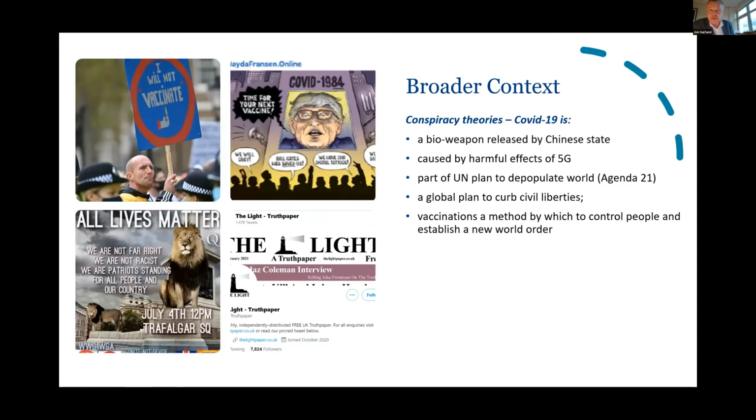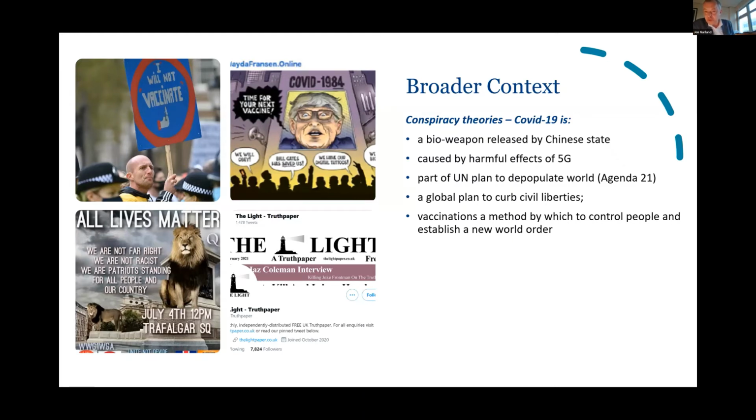Then there's the claim that COVID-19 is part of a UN plan to depopulate the world. And sometimes you will see out there on social media the hashtag Agenda 21, which relates to a non-binding 1992 UN resolution on sustainability, which has somehow been twisted into a conspiracy theory that Agenda 21 is part of an attempt to form some sort of eco-totalitarian global dominant regime. Others have suggested, again, this conspiracy theory that COVID-19 is part of a global plan to curb civil liberties.